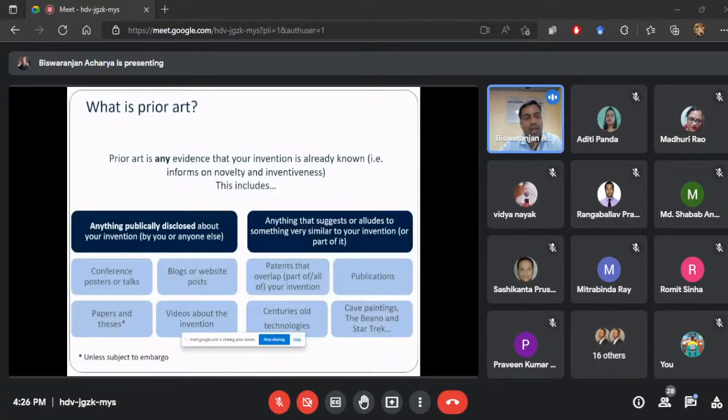What is prior art? Before filing a patent, you do a prior art search, because it must be novel. So before filing, it must go through prior art search, using different searching technology or searching databases. From different searching databases we can search anything. Prior art is any evidence that your invention is already known, that informs on the novelty of the invention. This includes anything publicly disclosed about your invention.